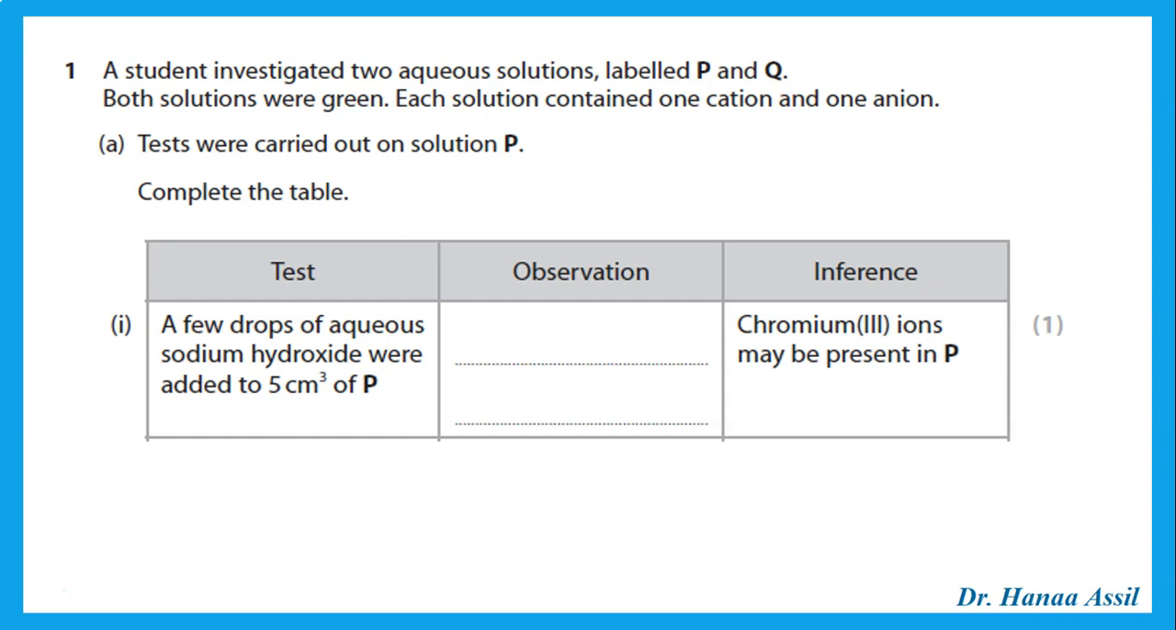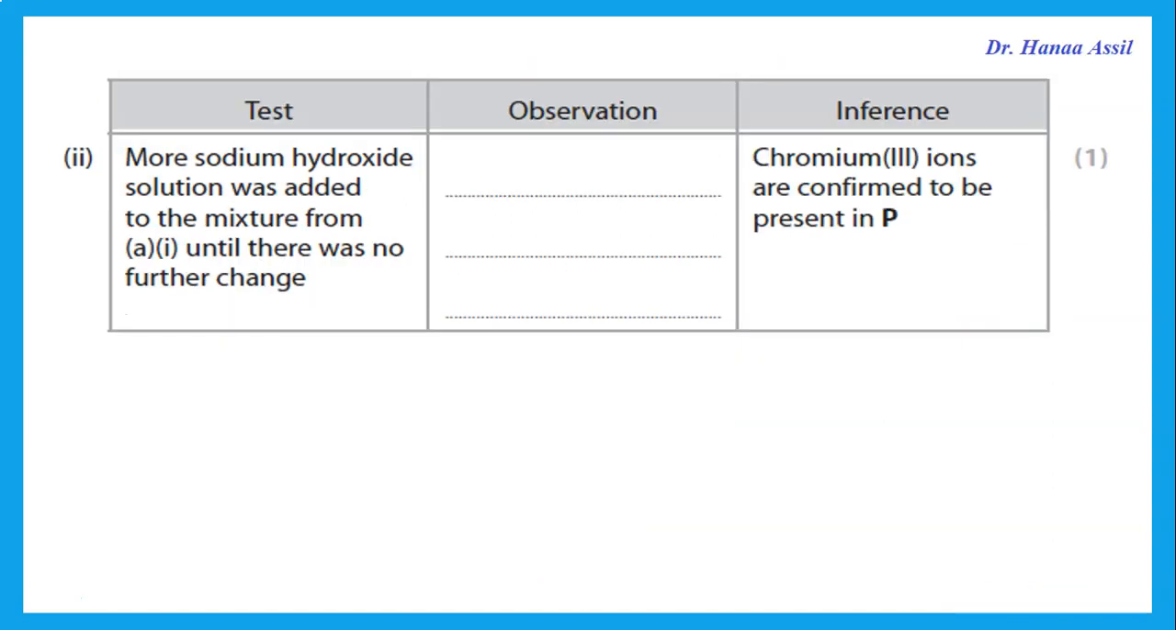So he did the first test. A few drops of aqueous sodium hydroxide were added to P, and he decided there is chromium 3 ions. So if there is chromium 3 ions and I add aqueous sodium hydroxide, what do I get? We get a green precipitate. Remember, this is a few drops. So at the beginning, you get green precipitate with chromium 3.